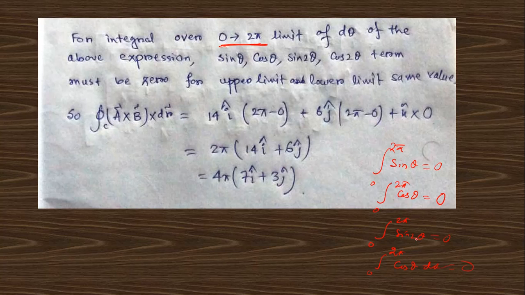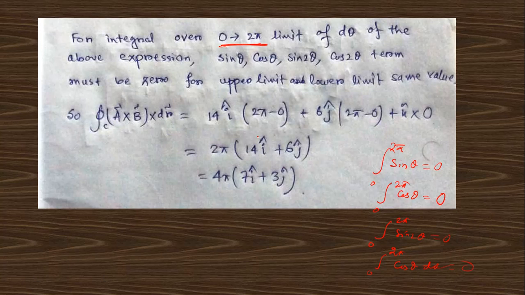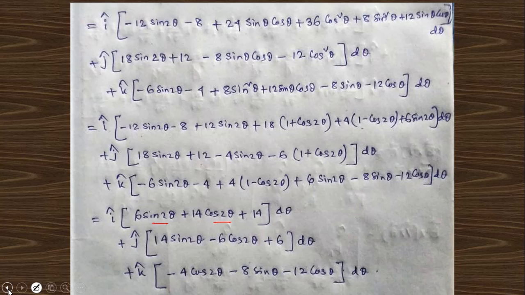Since these are zeros, you can see in this term, there are cos 2 theta, sine 2 theta, cos 2 theta, all are 0. Of these, only 6 is remaining, so 6 theta is remaining, and this is 14 theta. So 6 theta and 14 theta in the theta limit, 2 pi minus 0, that is upper limit minus lower limit, and we get the answer of this question. This one, check yourself.